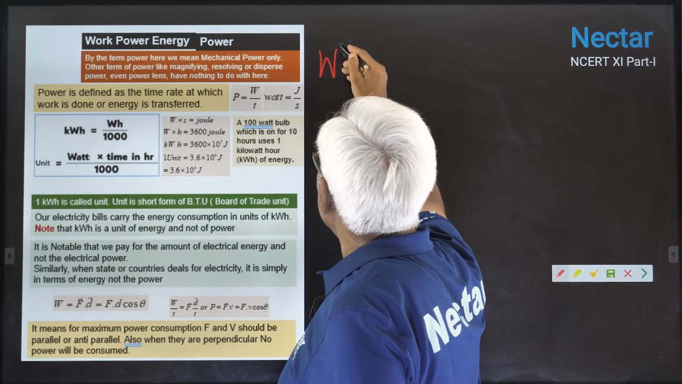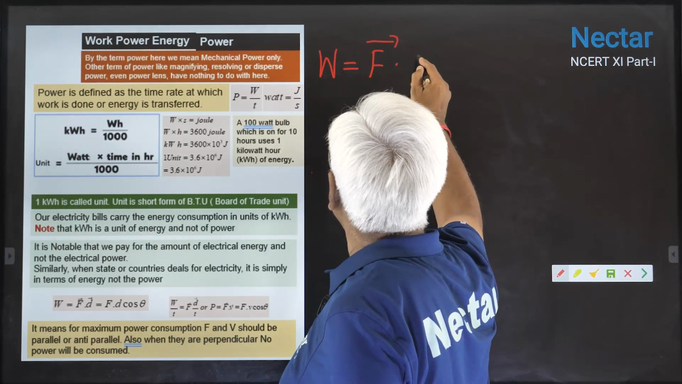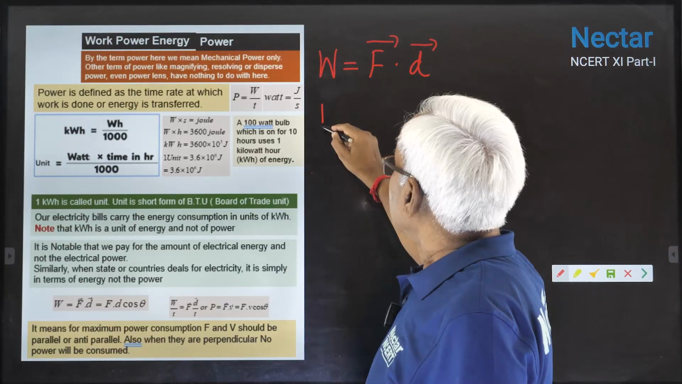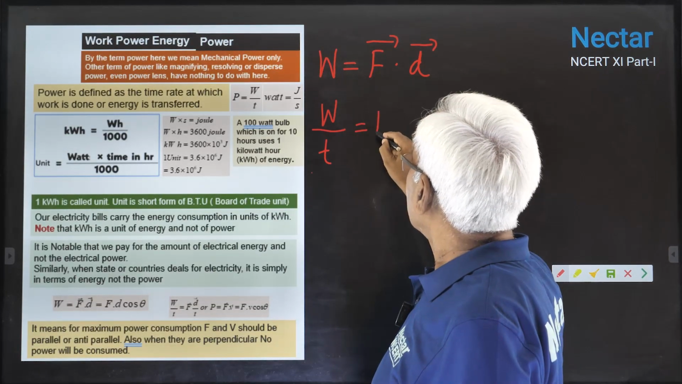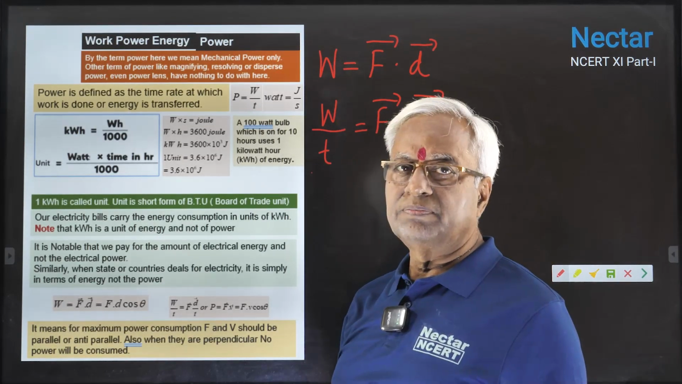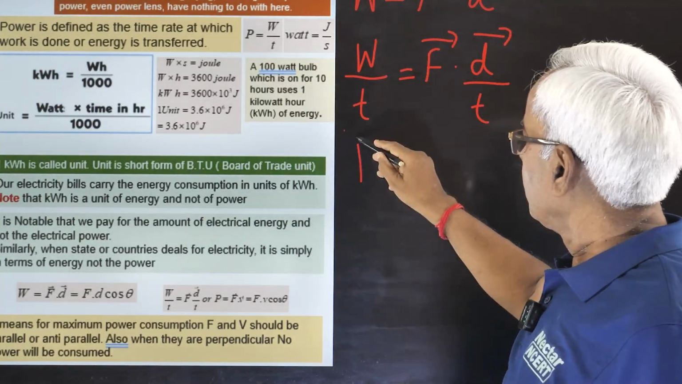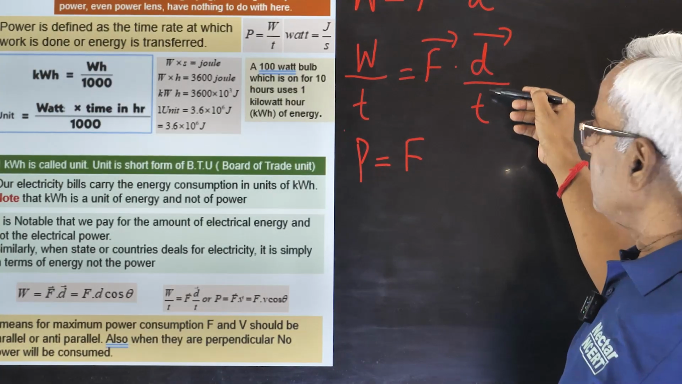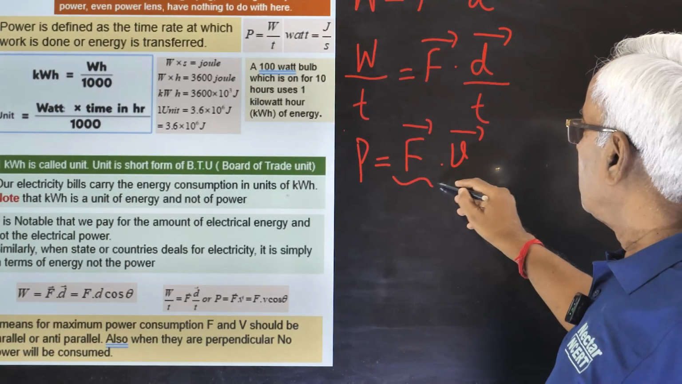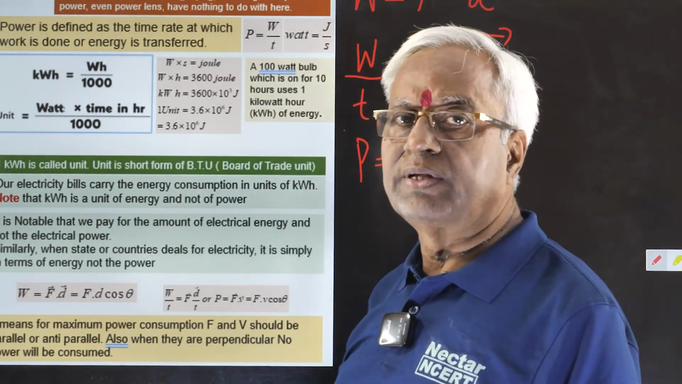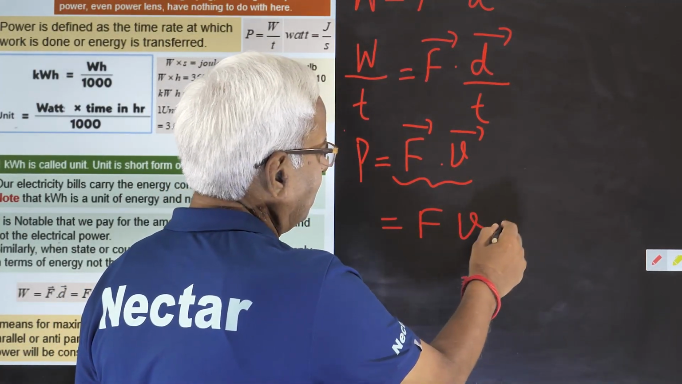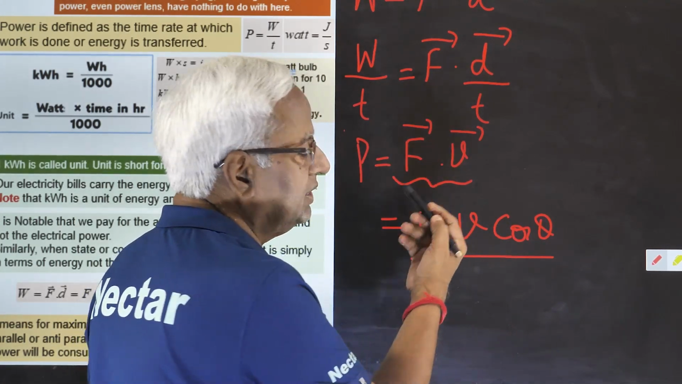Now, since work is given by the scalar product of force and displacement, if you want power, that means divide both sides by time. This becomes power, whereas distance or displacement upon time would be velocity. So power is the dot product of force and velocity, which might further be elaborated as Fv cos theta.